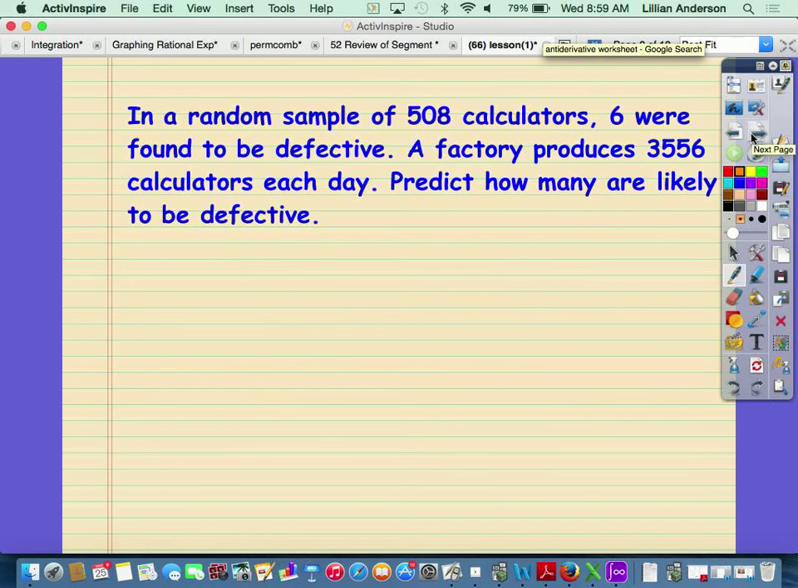In a random sample of 508 calculators, 6 were found defective. A factory produces 3,556 calculators each day. Predict how many are likely to be defective. Very similar to that second example of the students and Picasso. How can I set this up?